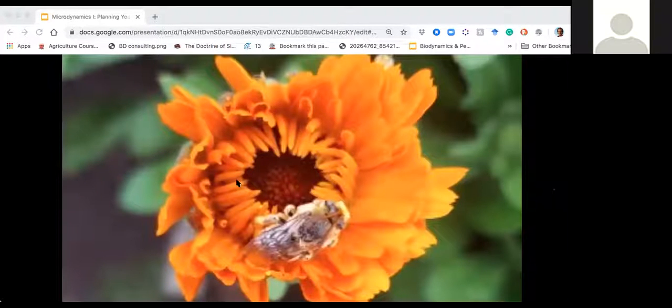This is an example of some of the calendula we grow around there, and it's so oily that you touch one of these plants and your hands are covered with this sticky oil. But they're really wonderful.